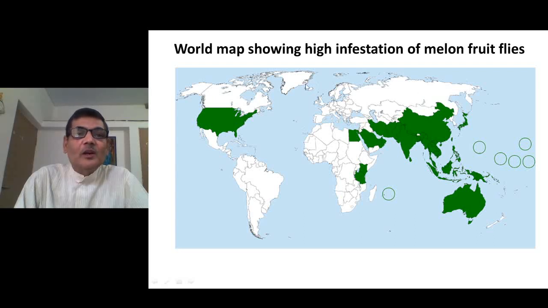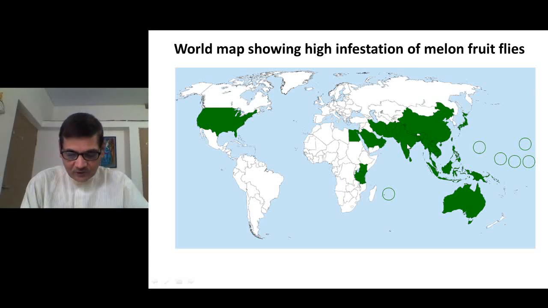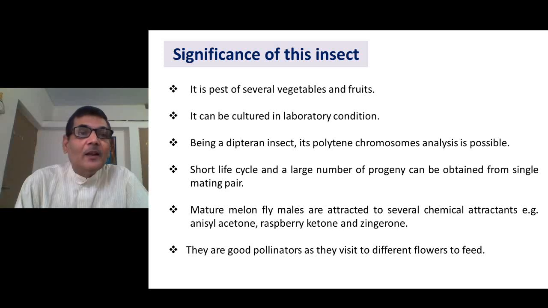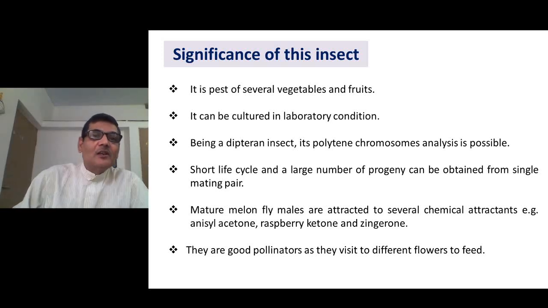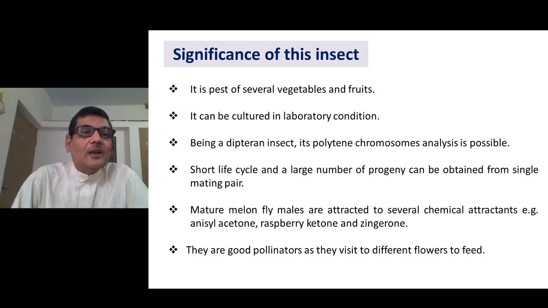Although it is worldwide in distribution, that is, it has been reported from every part of the world, these colored areas are the places from where a very high level of infestation is actually reported. Then this particular fly is of significance because it is of economic importance, and we must be aware about its life stages and its behavior, so that we can control its infestation.